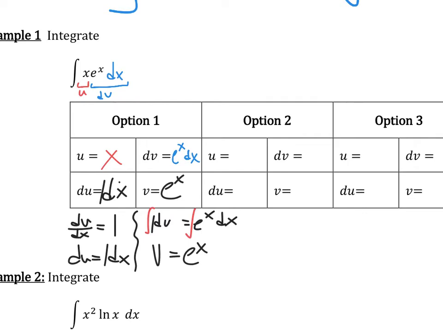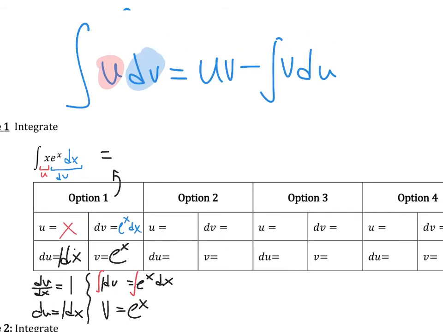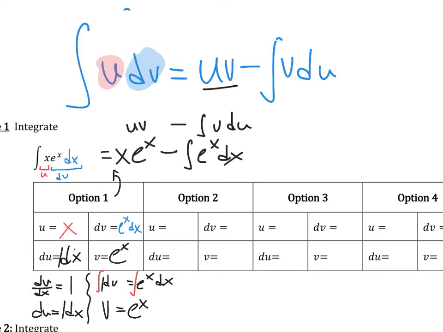All right. So what this does for us is this gives us the option to say, using our formula here, u, which is our uv, minus integral of v du. And so uv would be x e to the x minus the integral of v, which is e to the x, du, which is dx. And that's something we can do there, right? We can now perform this integral.